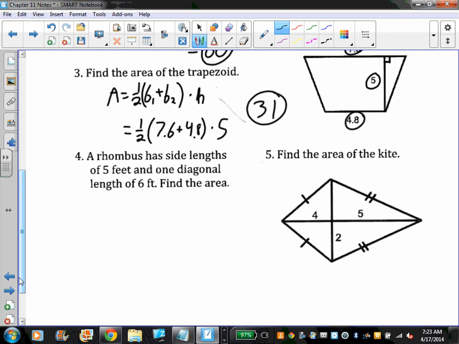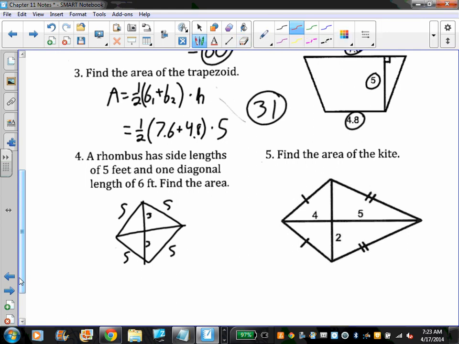Last 2 problems. So, we know that a rhombus, again, I'm drawing a picture. We're told that a rhombus has side lengths that are 5, and we know that one of the diagonals has a length of 6. And we need to find the area. So if we know that this is 6, I'm going to draw the other diagonal in. We know that this is 3 and 3.